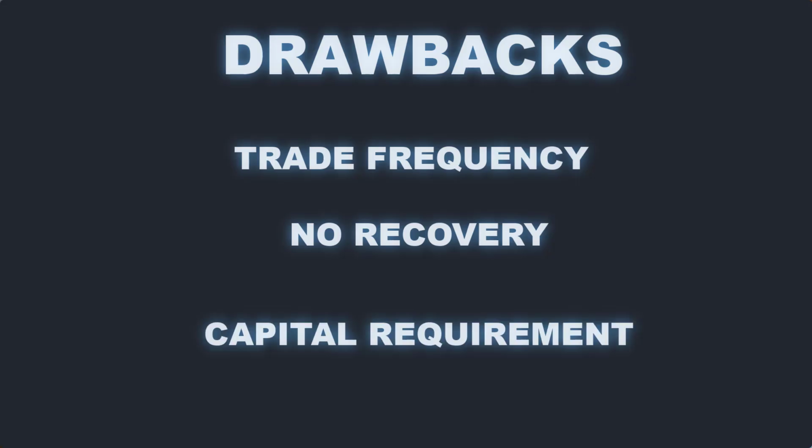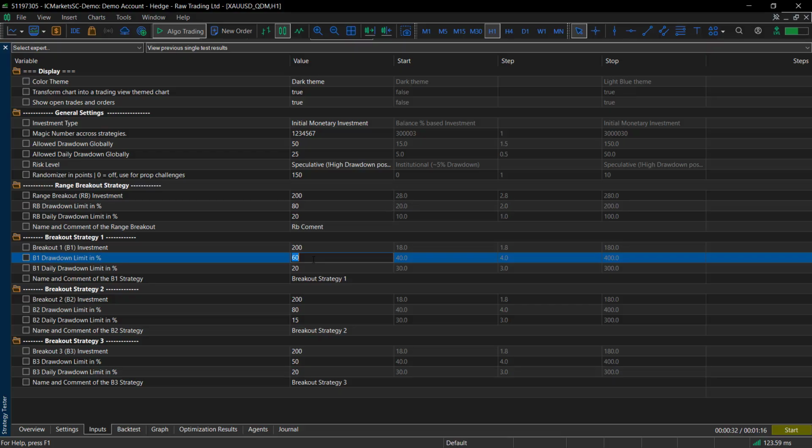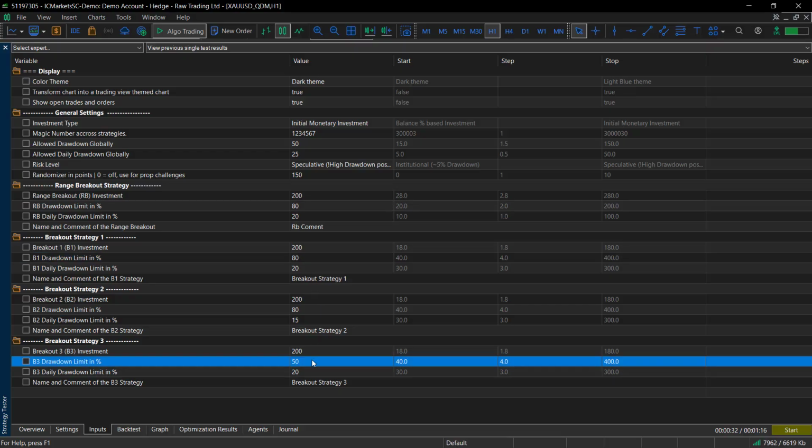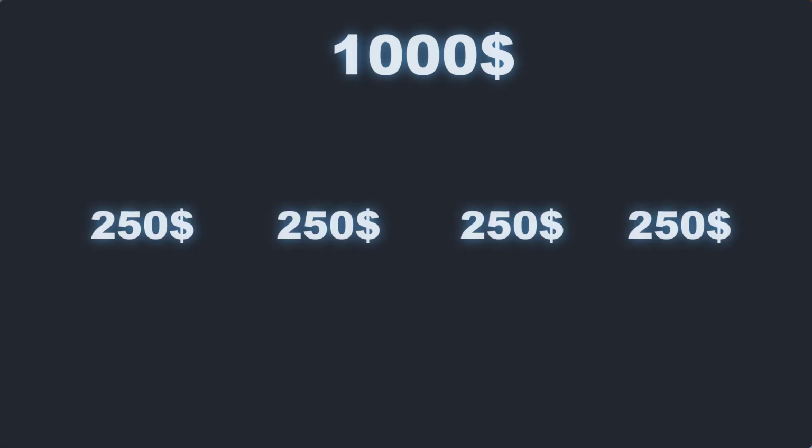The third drawback is the capital requirement. Each strategy needs at least $200 to function properly with high-risk settings. To explain why, let's take an example. If you have a $1,000 account and allocate $250 to each of the 4 strategies, each one will trade with a minimum lot size of 0.01, which is typically the smallest allowed by the broker.